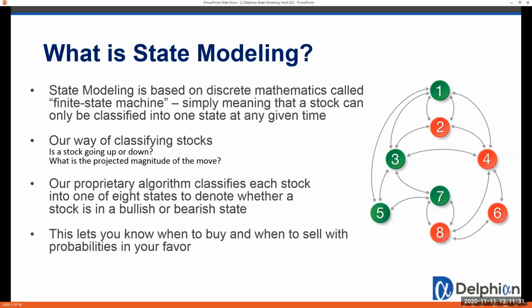So our proprietary algorithm classifies each stock into one of 8 states to denote whether a stock is in a bullish or bearish state. And this lets you know when to buy or sell based on probabilities that are supposedly going to be in your favor, based on state modeling and back testing.